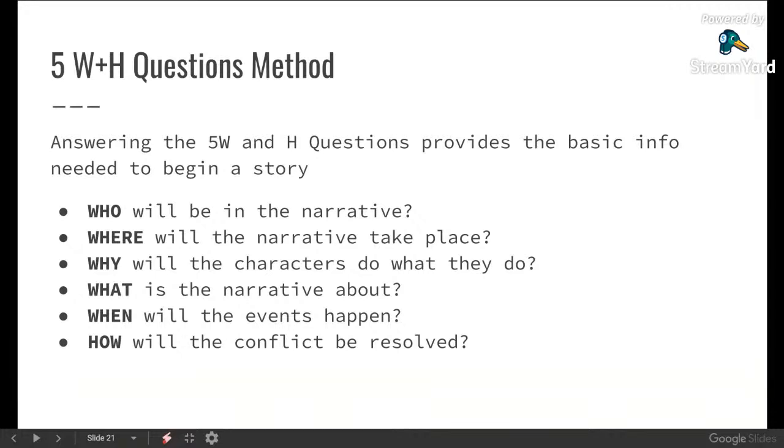Where will the narrative take place? Why will the characters do what they do? What is the narrative about? And when will the events happen? And how will the conflict be resolved?